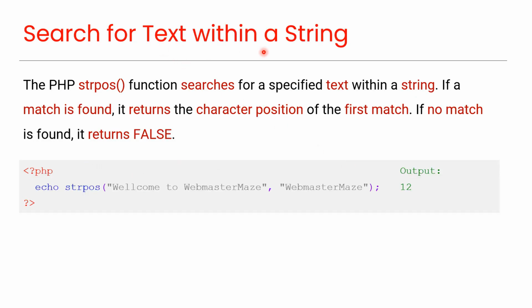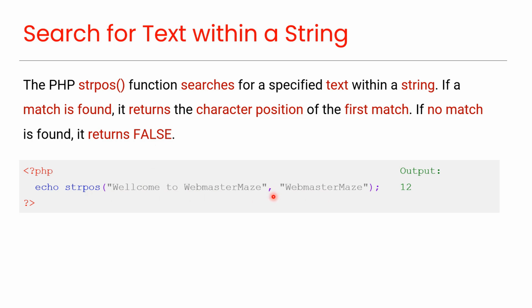Search for text within a string. The PHP strpos function searches for a specified text within a string. If a match is found, it returns the character position of the first match. If no match is found, it returns false. For example, here we are using this function to find the position of this text within this string. Both values should be separated by a comma.